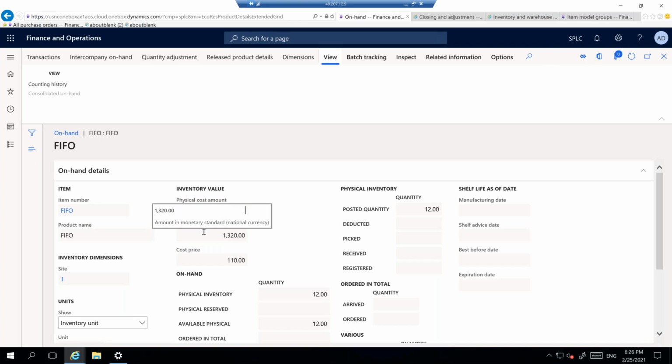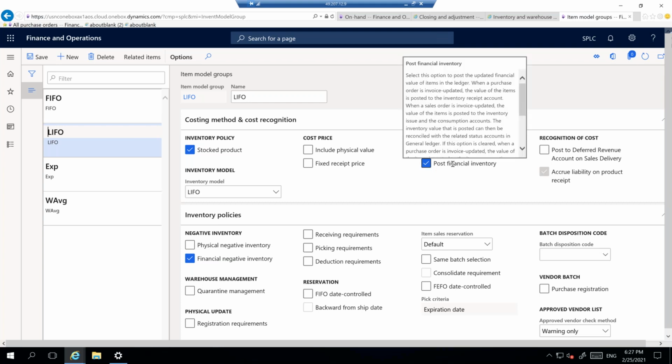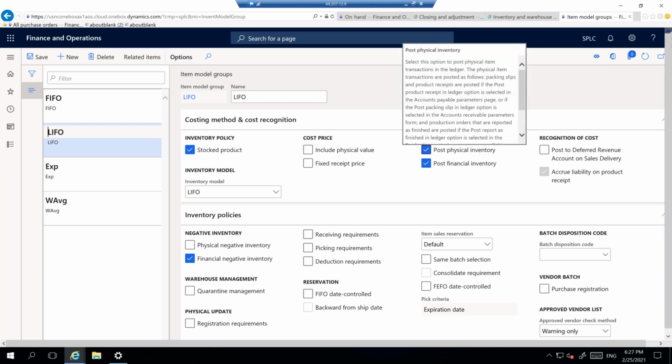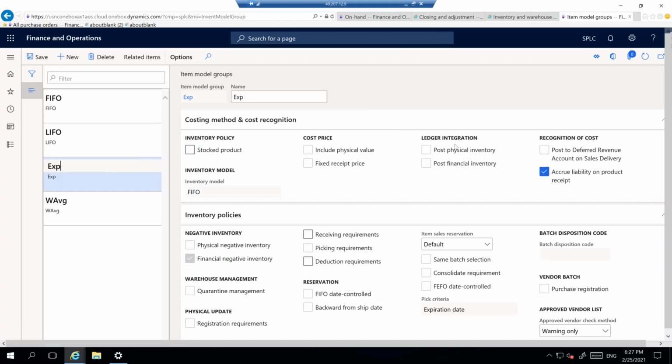To update these balances, I need these checkboxes. In general, these 2 checkboxes will be selected so that physical inventory and financial inventory are updated. Physical inventory is for product receipt and packing slip. Financial inventory is for invoicing, whether it is a customer invoice or a vendor invoice. Clear? If it is an expense item, I don't need this one. For installation, it will update only this one.